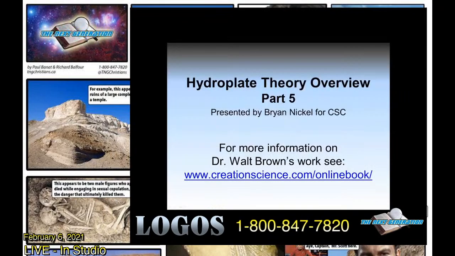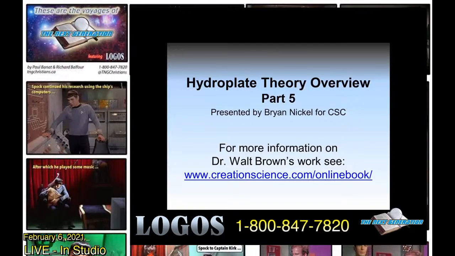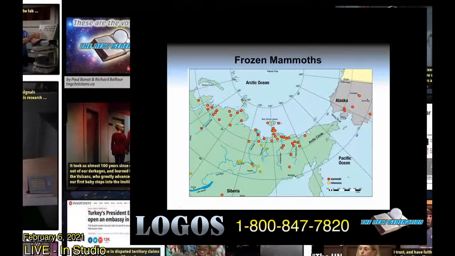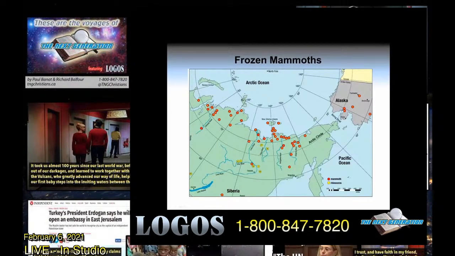Another series of phenomena spanning continents has been observed that when all data is considered seems inexplicable. However, we'll see hydroplate theory links these observations to the Genesis record of the flood. For centuries, unfossilized frozen mammoth and rhinoceros remains have been recovered from the tundra in northern Siberia, Alaska, and Canada.